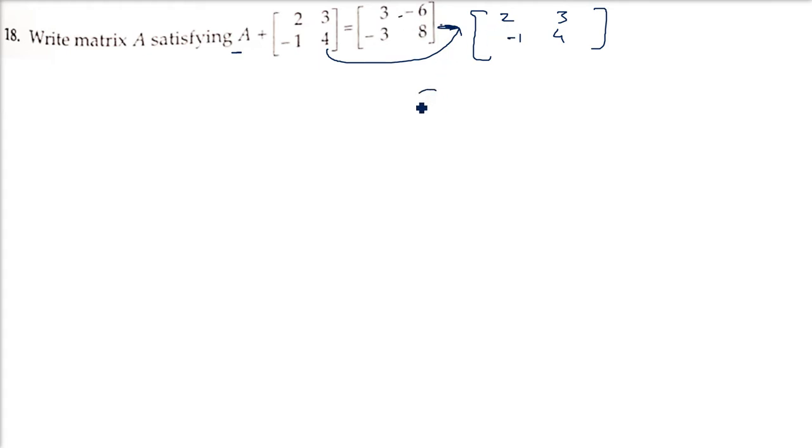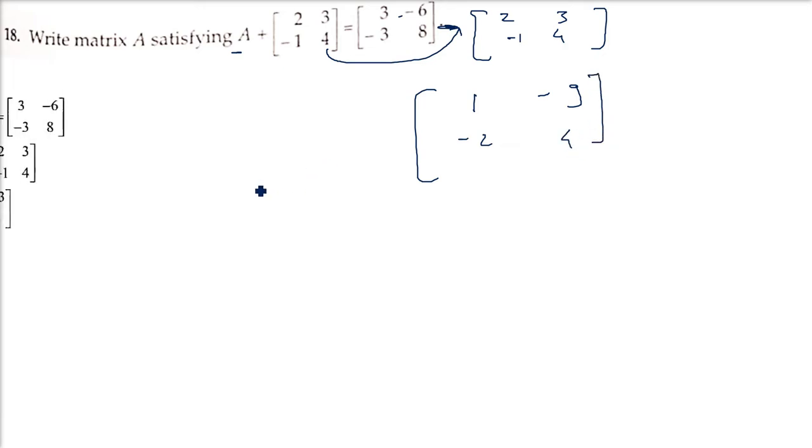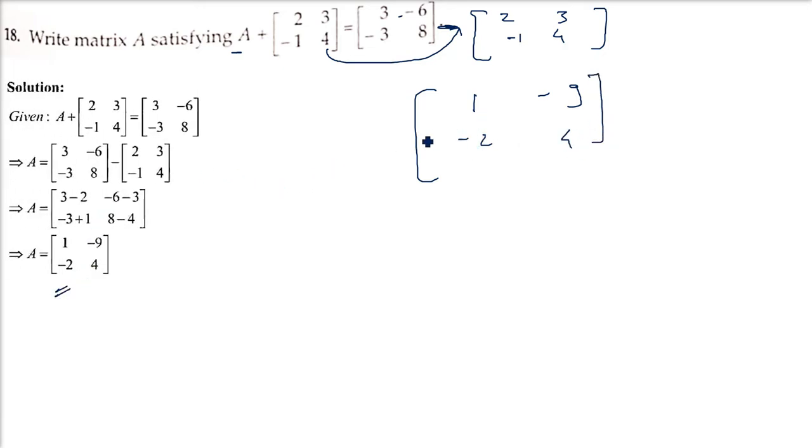3 minus 2 is 1. Minus 6 minus 3 is minus 9. Minus 3 minus 1 is negative 2. Because minus 3 plus 1 is negative 2. 8 minus 4 is 4. This is your final result. Directly we have done. You have to do it like this.